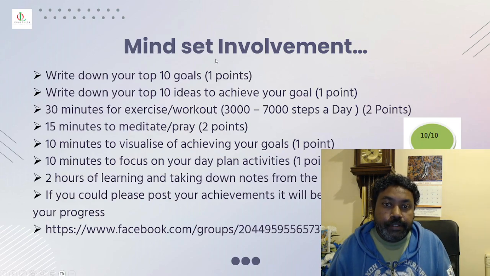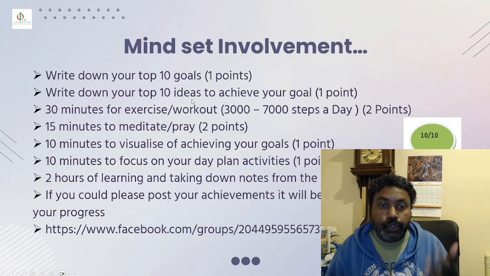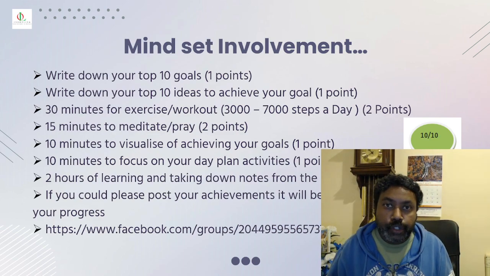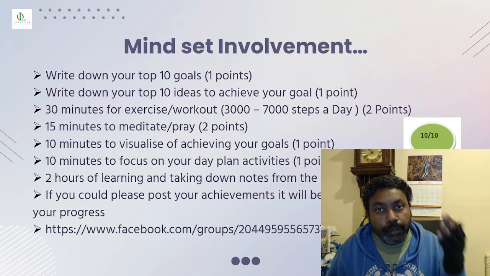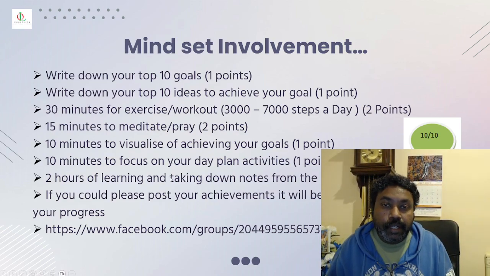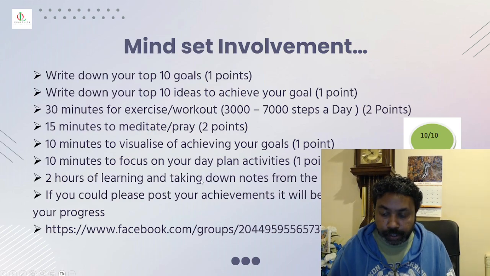And don't forget the mindset involvement. Write your top 10 goals and your top 10 ideas to achieve those goals, and please spend at least 30 minutes to exercise, 15 minutes to meditate, and then 10 minutes to visualize that you actually achieved those goals that you wrote there. And then 10 minutes to focus on the remaining day plan or the tomorrow or the weekly plan. Then 2 hours of learning and taking notes gets you 2 points. Please do post all your achievements. It's for your own good, and also others get motivated by learning through all of this. So please do post your achievements.